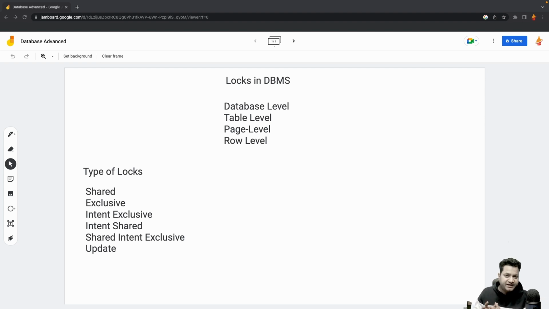Then there are different types of locks available in a database. We're not going to talk in much detail in this session, but we'll touch base on them as they are interview questions. Shared locks and exclusive locks are the most useful and the most discussed in interviews as well. Then we have intent exclusive, intent shared, shared intent exclusive, and update. Let's talk about the first two.